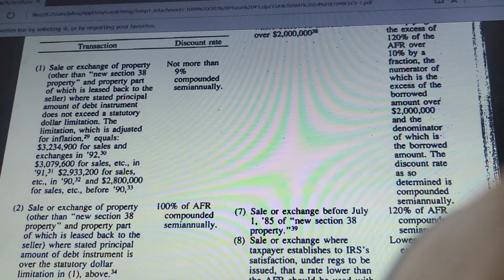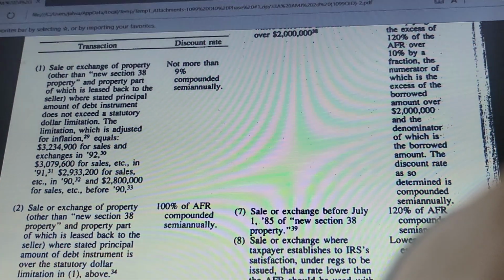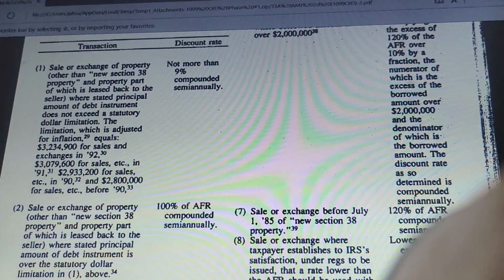And now we have 2. Sale or exchange of property other than new section 38 property and property part of which is leased back to the seller, where the stated principal amount of that instrument is over the statutory dollar limitation in 1 above. And the discount rate for that one would be 100% of AFR compounded semi-annually.